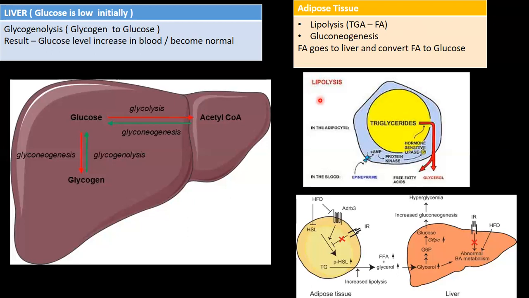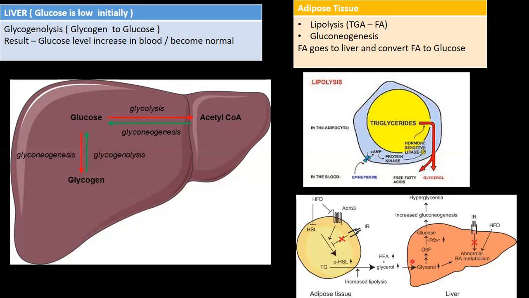When we see lipolysis occurring in the adipose tissue, triglycerides are converted into two parts, that is fatty acid and glycerol. Whereas with insulin, the glycerol and fatty acid make triglycerides. So there is an opposition in this.